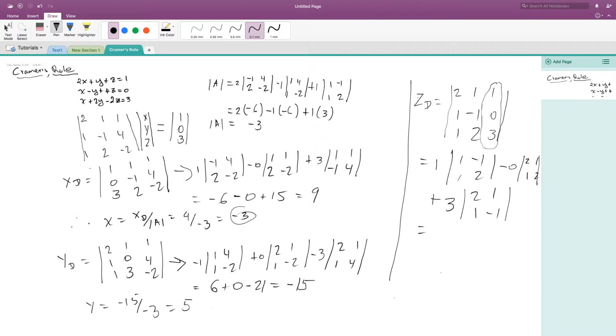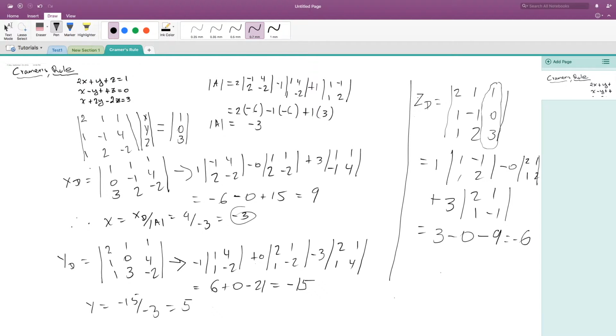Alright, so from here we get 1 times 2 is 2, 1 times -1 is -1, 2 minus -1 will become 3, and times that by 1 will be 3. Now this is 0, so it will just be 0. Here 2 times -1 is -2, 1 times 1 is 1, so -2 minus 1 will give me -3. Now there's a 3 outside, which will make all that -9. Alright, so 3 take away negative 9 is negative 6.